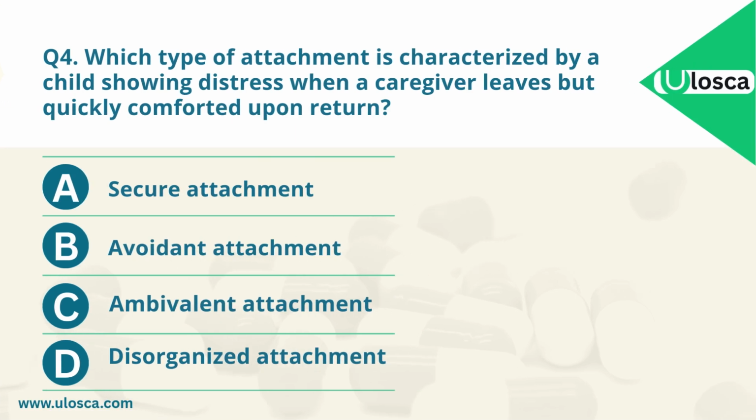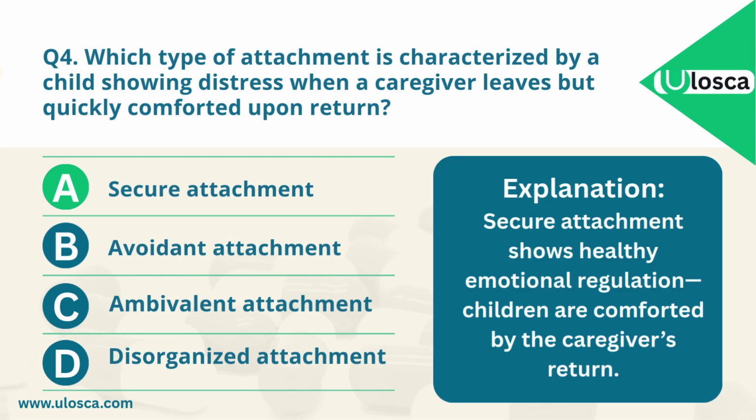The correct answer is A. Secure attachment. Explanation. Secure attachment shows healthy emotional regulation. Children are comforted by the caregiver's return.